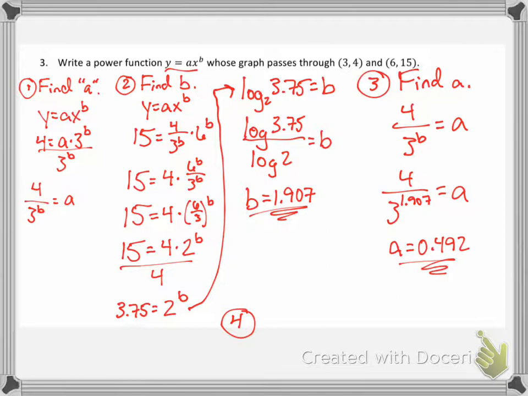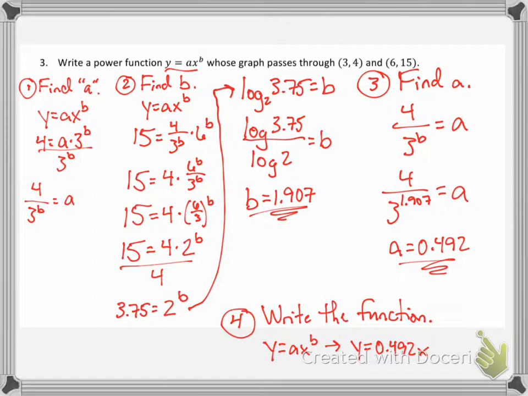I know this is a little bit more disorganized, which is funny because I have more space here. But last step here, write the function. So again, we go back to our original formatting, y equals ax to the b. Your final function would be y equals 0.492 times x to the 1.907 power. So, as tedious as that may seem, that's exactly how you write a power function.